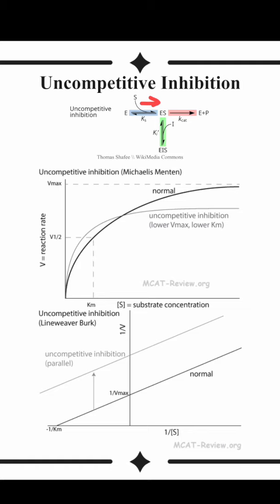Looking at our Lineweaver-Burk, the y-intercept gets farther away from 0 because Vmax gets lower, and the x-intercept is also farther away from 0 because the denominator term got smaller.